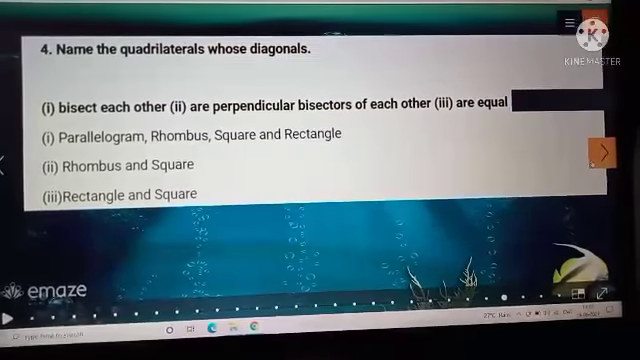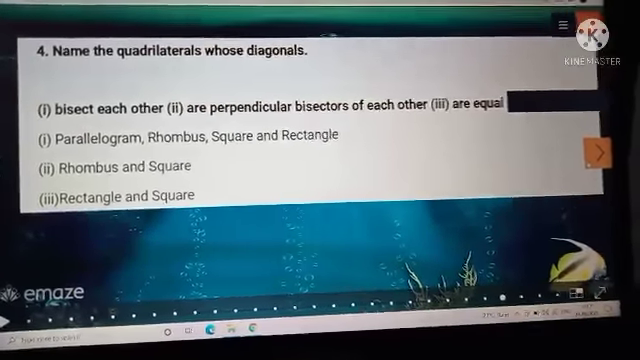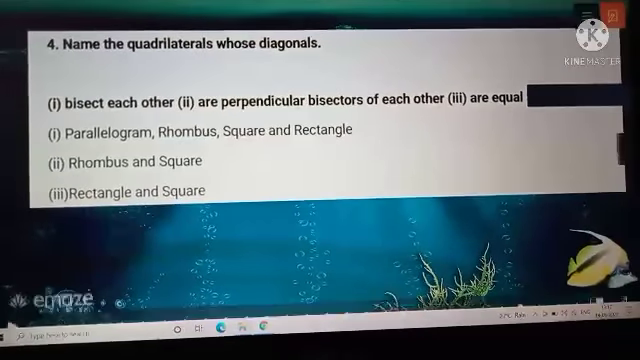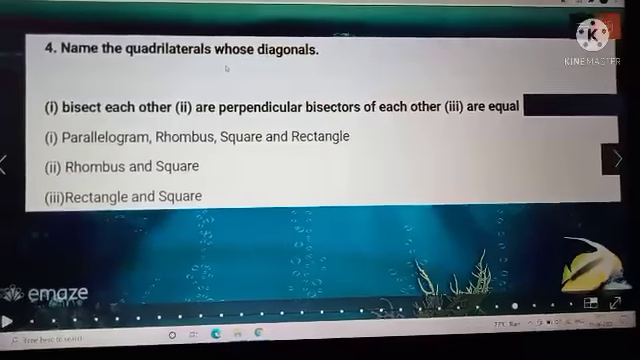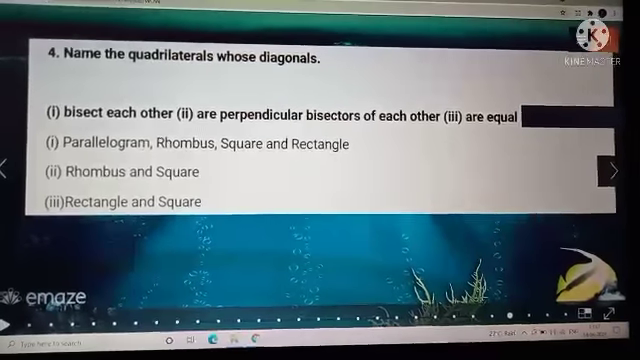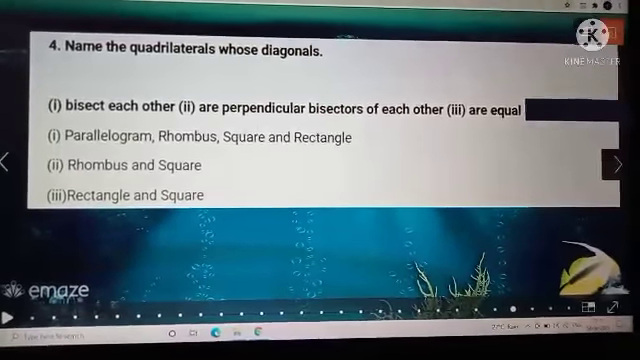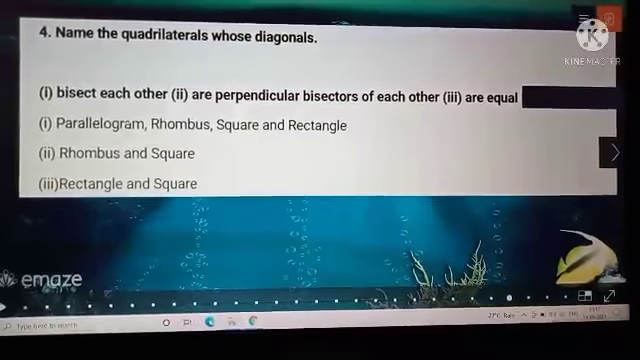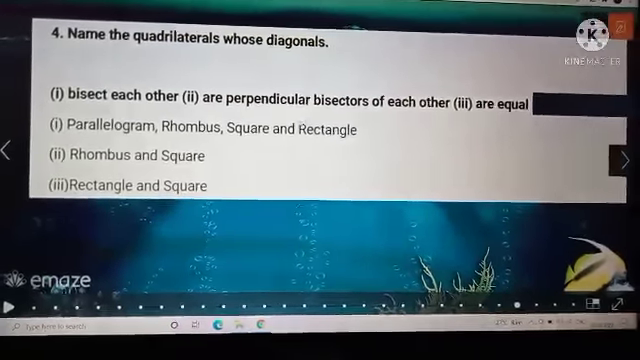One more question we will discuss, then we will wind up our video. Name the quadrilaterals whose diagonals bisect each other. Which are the quadrilaterals whose diagonals bisect each other? It is parallelogram, rhombus, square and rectangle. These quadrilaterals have their diagonals bisecting each other.